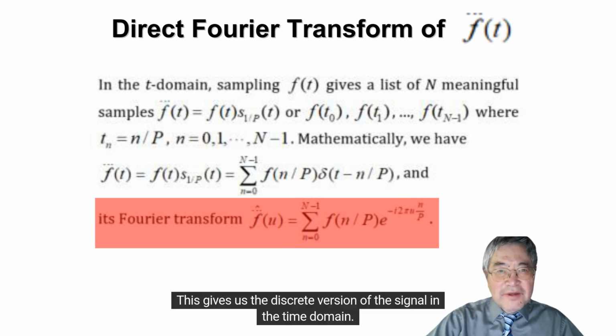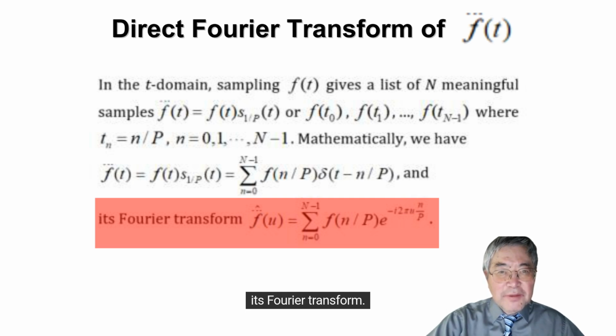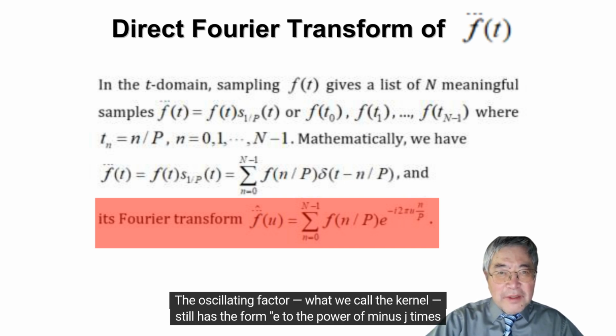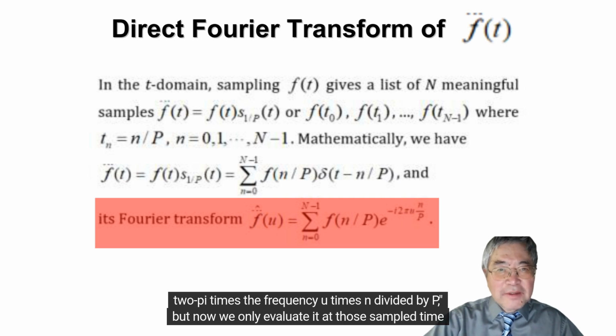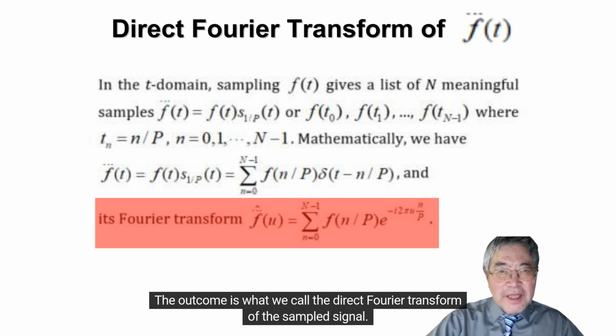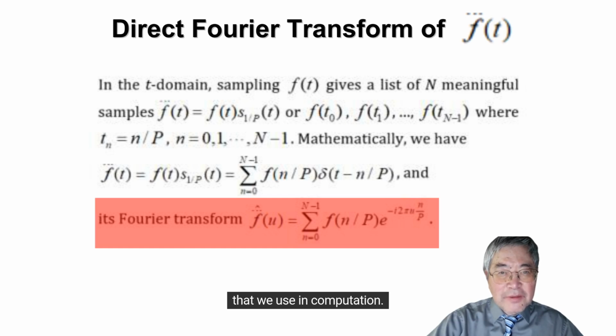This gives us the discrete version of the signal in the time domain. Even though it's just a set of separate values, it still represents a function of time, so we can take its Fourier transform. When we do that, the Fourier transform turns into a sum over all the sampled points. The oscillating factor, what we call the kernel, still has the form e to the power of minus j times 2 pi times the frequency u times n divided by p, but now we only evaluate it at those sampled time points. The outcome is what we call the direct Fourier transform of the sampled signal. This is how we connect the continuous theory to the practical digital form of the discrete Fourier transform that we use in computation.